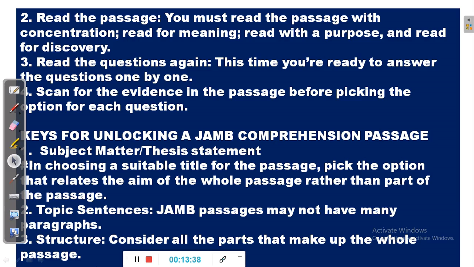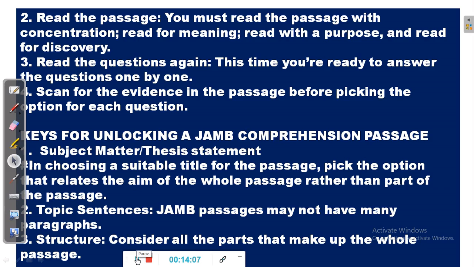Having read the passage, you go back to the questions and you begin to take the questions one by one. So if you read question 1, you are going back to the passage, and that takes you to step 4, which is to scan for the evidence in the passage before picking the option for each question.